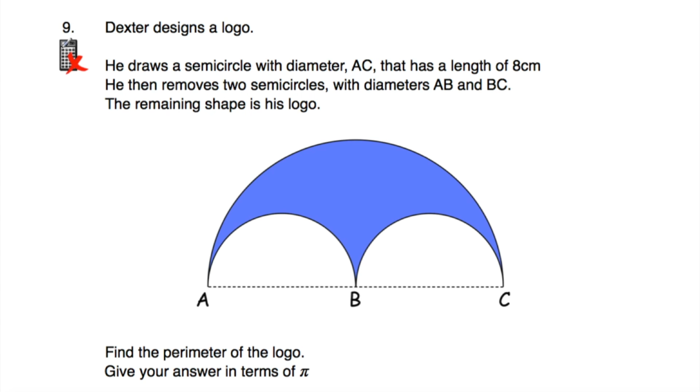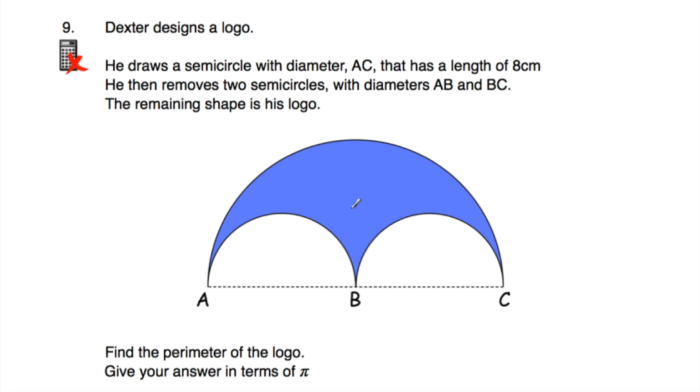Okay, let's have a look at question number 9. It says, Dexter designs a logo. He draws a semicircle with a diameter AC that has a length of 8 centimeters. He then removes 2 semicircles with diameters AB and BC. And it says the remaining shape is his logo. So this remaining shape, this blue shape, is his logo. We've been asked to find the perimeter of the logo, and to give our answer in terms of pi. As you can see, it's a non-calculator question.